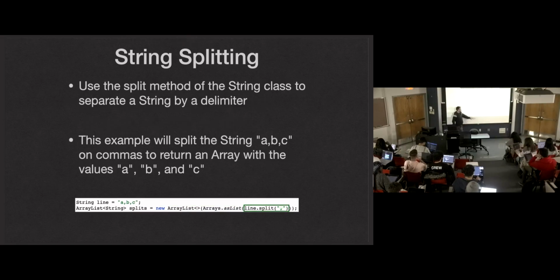And line.split, this is exactly what you would expect coming from Python. It's the same syntax, same method name, everything. Any string has a split method, which is a non-static method of the string class. We're going to split on some delimiter, which is another string, and that chops it up based on that delimiter. Every time we see that delimiter, we separate it into separate values, A, B, and C in this case.